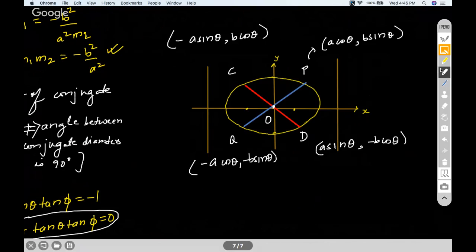Guys, next property, which is your property number 2. From this figure, prove that OC square plus OD square is going to be A square plus B square. Now this is very obvious from the property number 1. So just do it quickly and tell me if you're done. So just type done on the chat box when you're done.